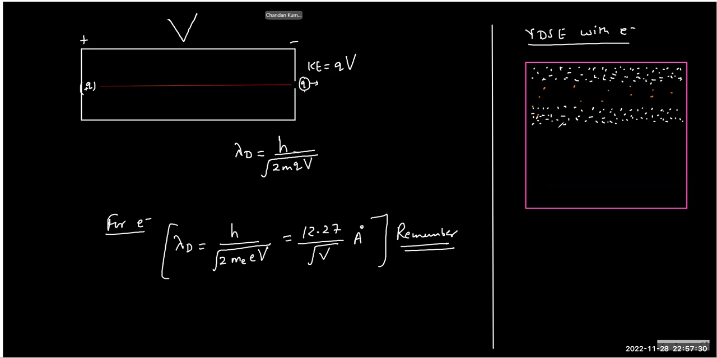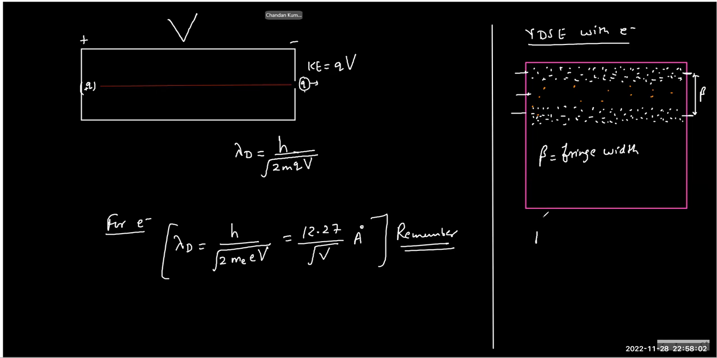The high concentration region we detect with something called a counter. So we have a counter as a device also. This is called maxima, this is called minima, maxima, minima, and so on. It can continue like this. This is called YDSE by electrons. And the gap between the centers of two bright regions we call fringe width. So beta is called fringe width.